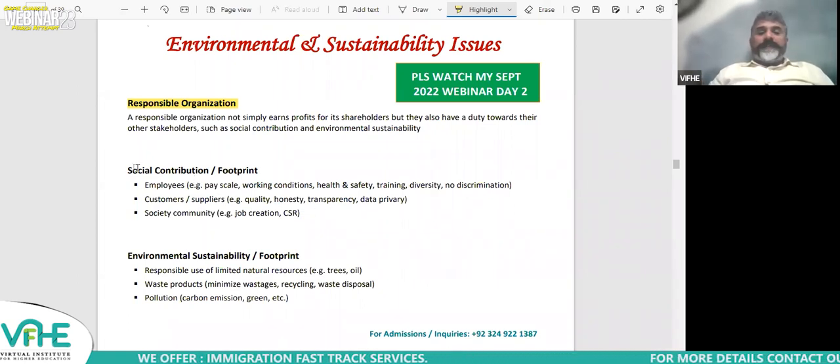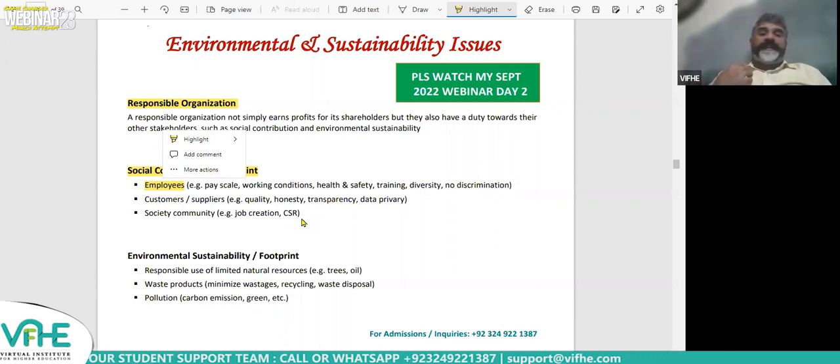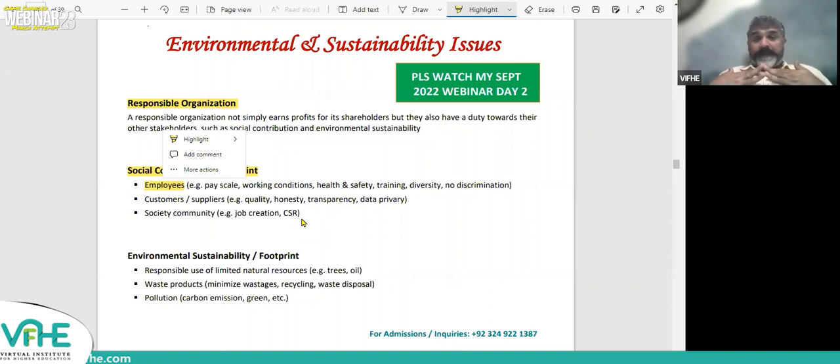So when we talk about social contribution, social includes three things. We have to take care of our employees, like their pay scales, their working conditions, their health and safety, training, diversity, all those things. We have to be a good employer, a caring, responsible employer.